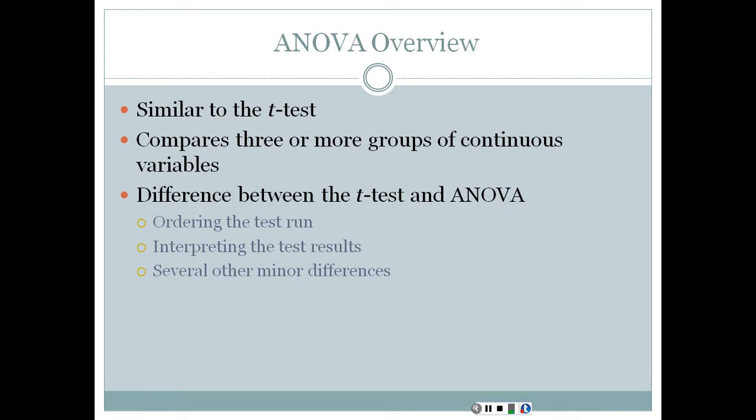So if you are proficient with the t-test, if you feel comfortable that you can interpret a t-test, well then you're actually already more than halfway there to comprehending the Anova. The only real difference between the t-test and the Anova test is really the ordering of the test run and interpreting the test results. And then there are several other minor differences that we'll talk about along the way.